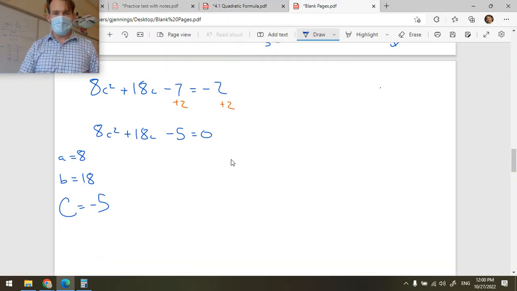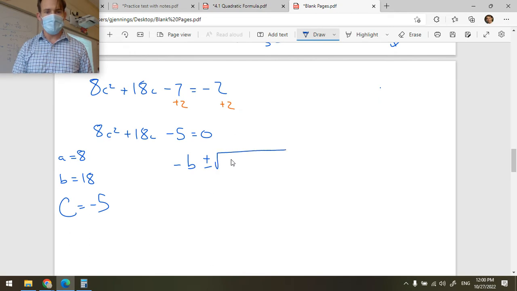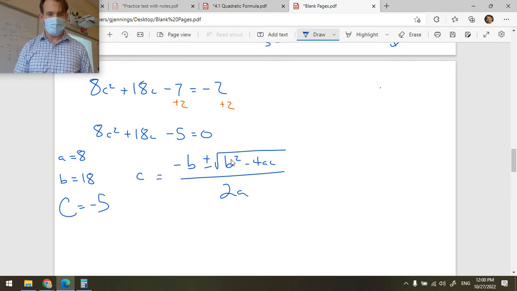And then let's go for it. Negative b plus or minus the square root of b squared minus 4ac over 2a. Hey, Sarah, ask B if I sing that every time. Every time. But I also remember the formula, so that's partly why.